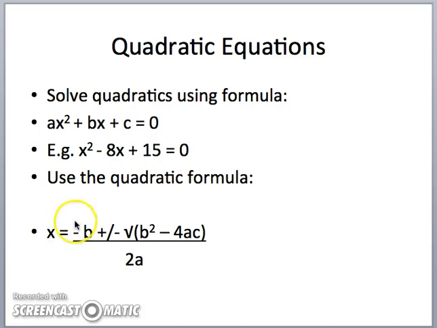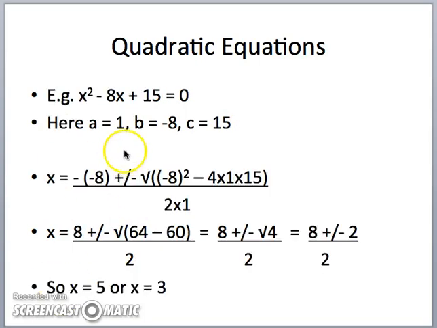So let's look at an example here, x squared minus 8x plus 15 equals 0, and see how to use the formula. Right, here, x squared minus 8x plus 15 equals 0. In this equation, a equals 1, b equals minus 8. Be very careful when you're using this equation to get your pluses and your minuses correct.